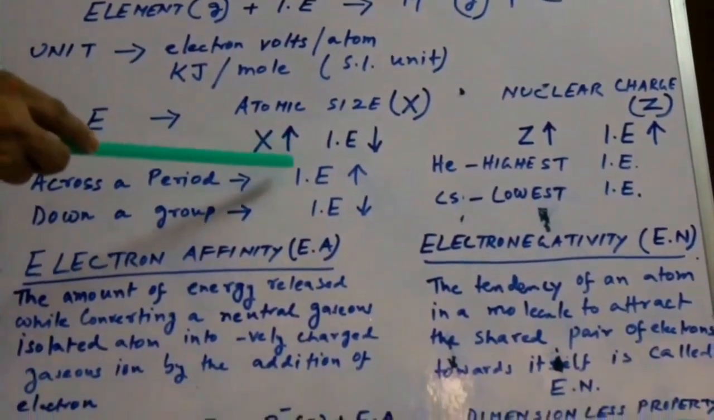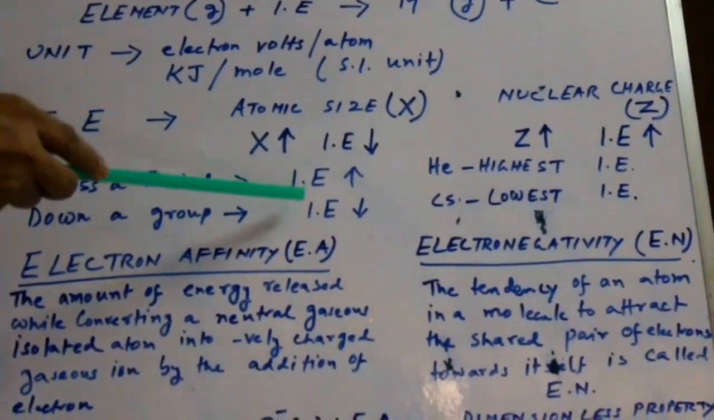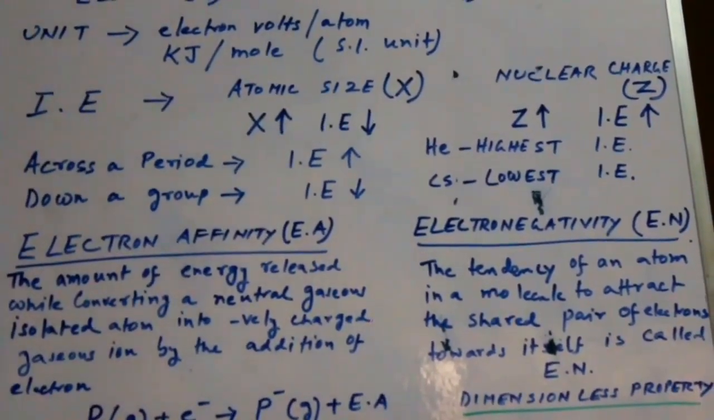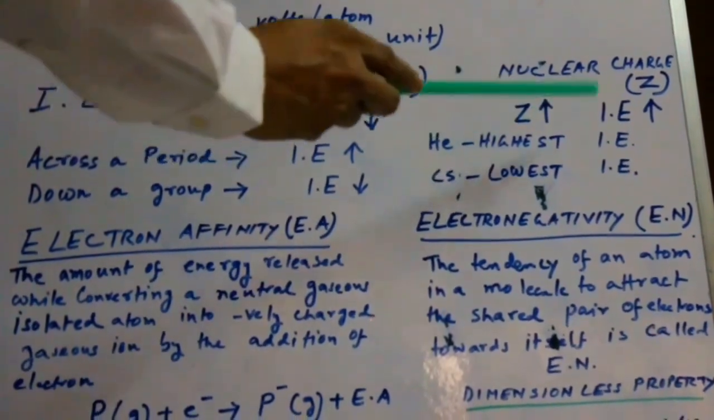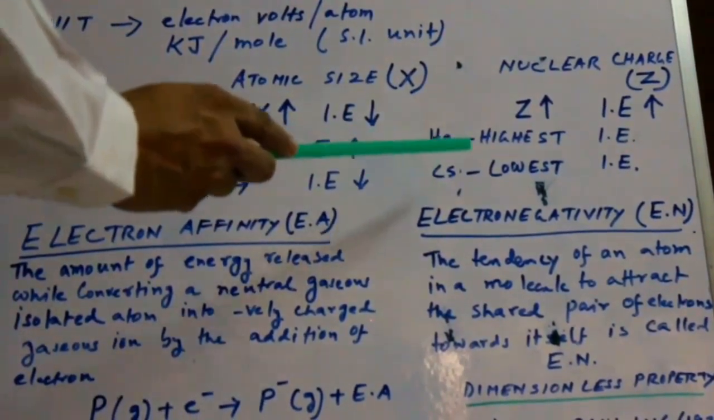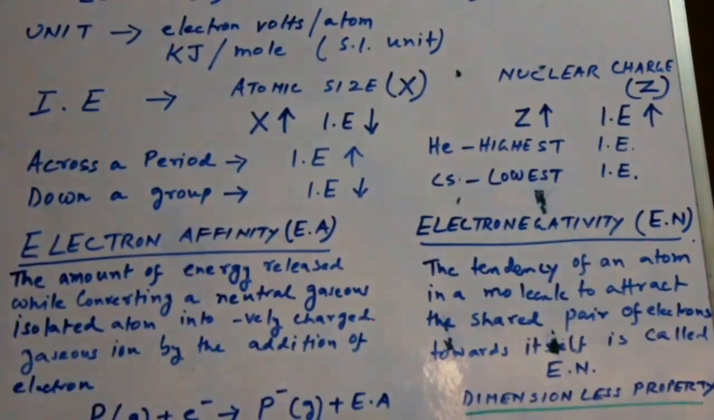Across the period, ionization energy increases. Down a group, ionization energy decreases. And helium has the highest ionization energy, and cesium has the lowest ionization energy.